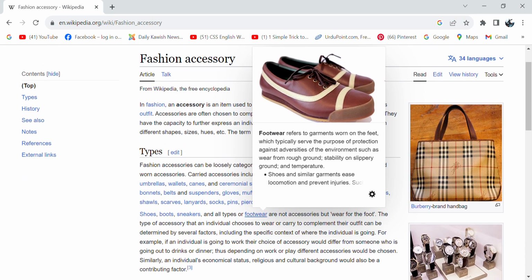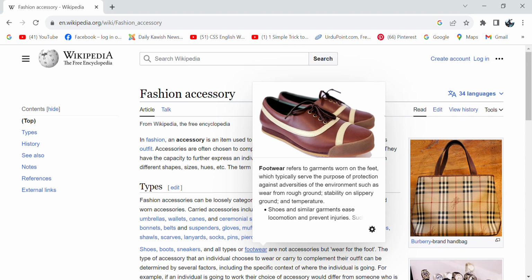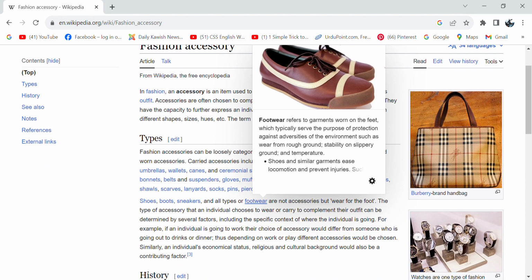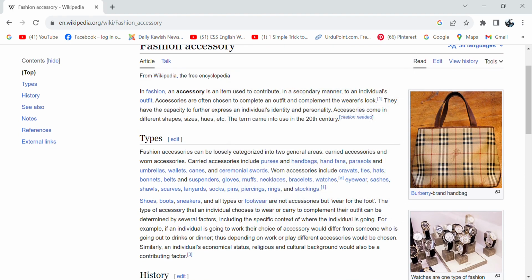So in this video we are going to talk about fashion accessories. We'll discuss how you can earn on Amazon by selling fashion accessories. So to know about fashion accessories, we're going to read an article on Wikipedia about fashion accessories. So let's read this article without wasting much more time.